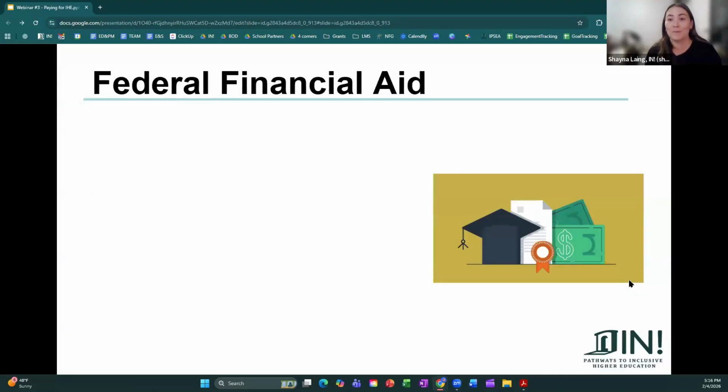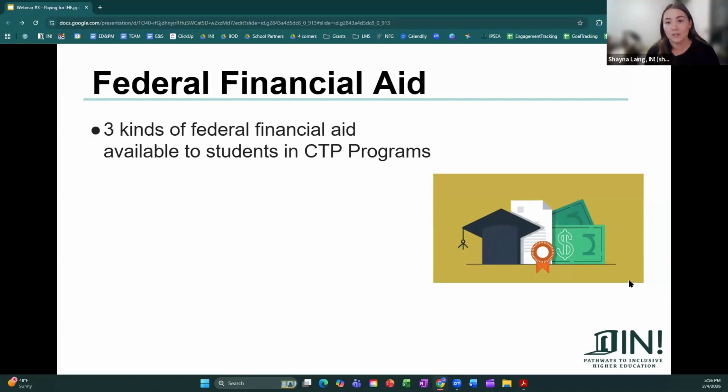So, what can make that more palatable? Federal financial aid is a really big one. And there are some caveats to the access that our students have because students are pursuing a modified certificate when they're enrolled in these courses. There is some nuance to the type of financial aid that they can receive at the federal level.